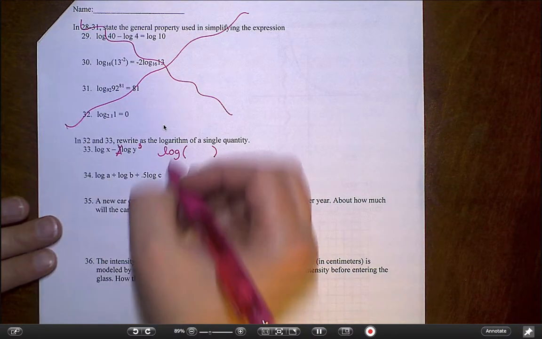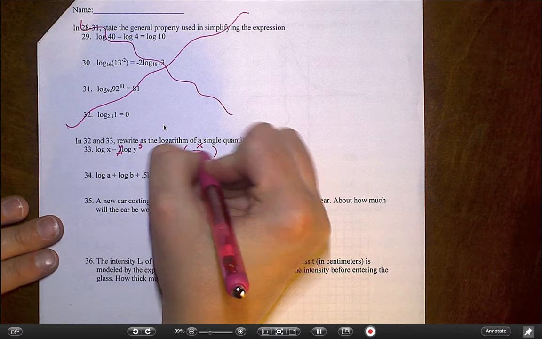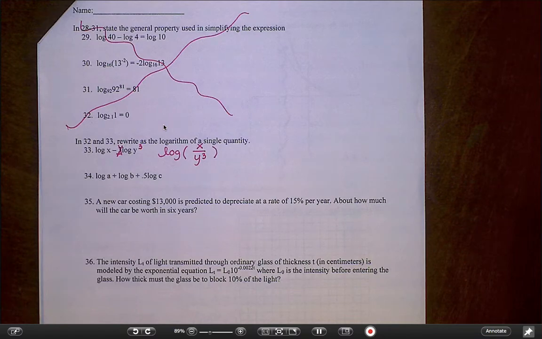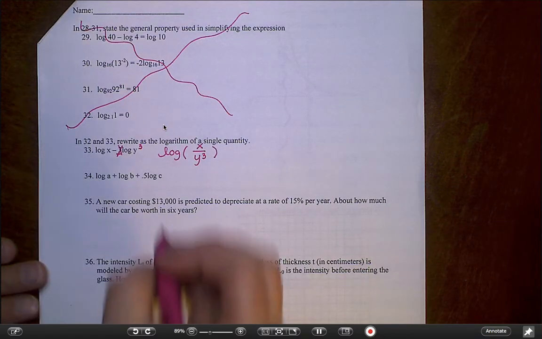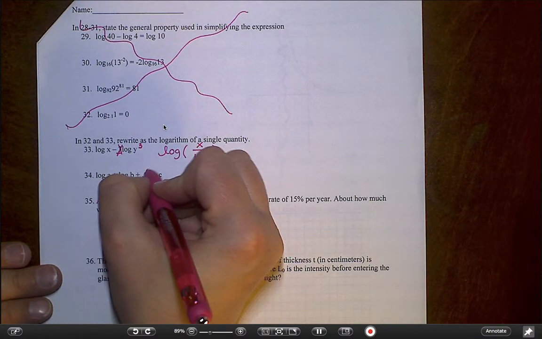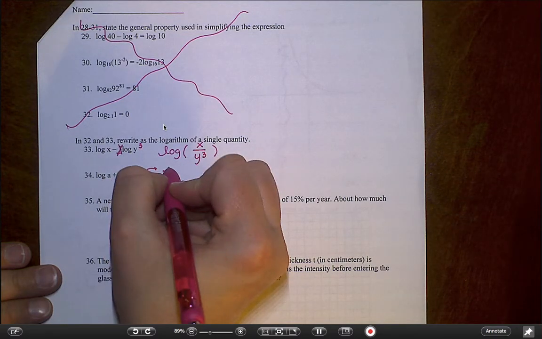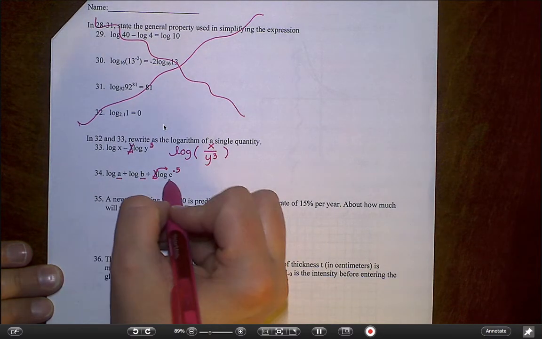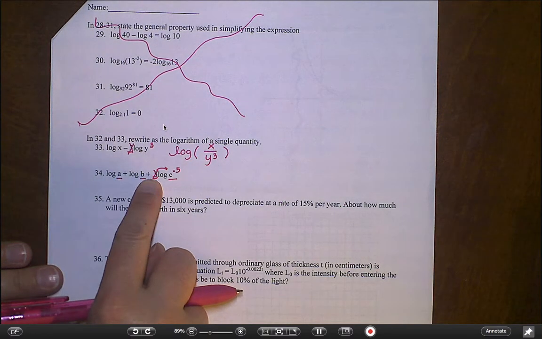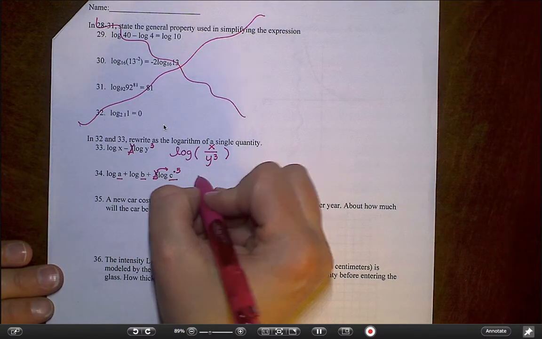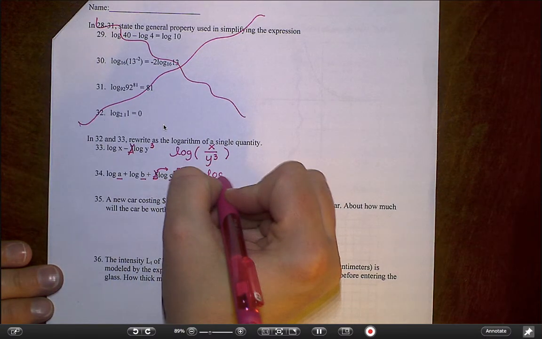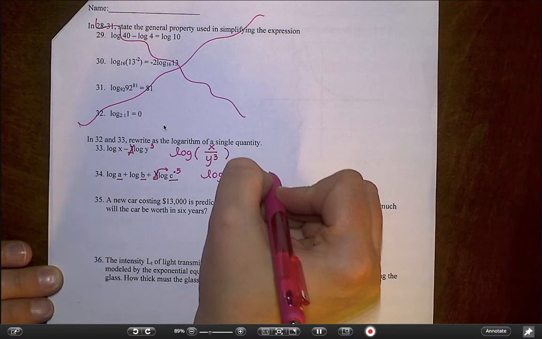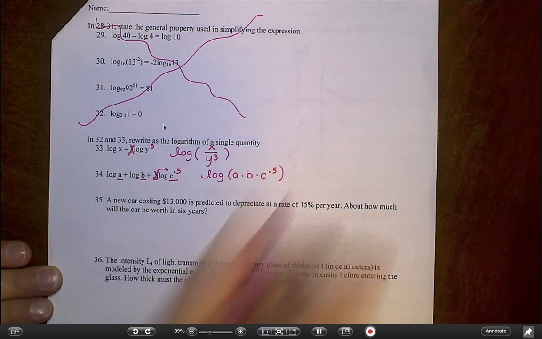So this would look like this: x divided by y to the third. This next one, I'm going to do the exact same thing. I'm going to start by putting the 0.5 back up here as an exponent on the c. And then I'm going to put the a, the b, and the c together, and those are all addition, so that's going to indicate multiplication. So this would be log of a times b times c to the 0.5 power.